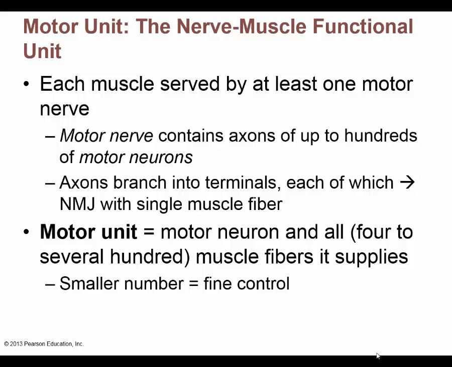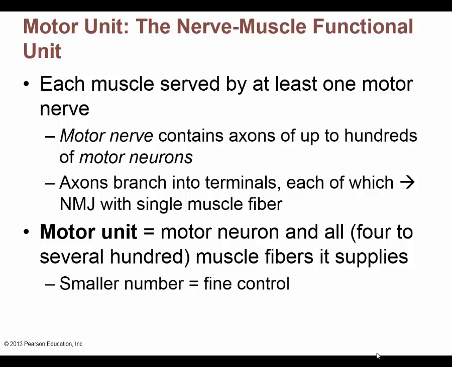Now, some are smaller in number. Some will only control 2 or 3 muscle fibers. Some will control a whole bunch of muscle fibers. Generally, the smaller the number of muscle fibers controlled by one motor nerve, the finer the control you have over those muscles. We don't want all of these different little axon terminals all over controlling hundreds of different muscle fibers in that one muscle. You don't have as fine of control.